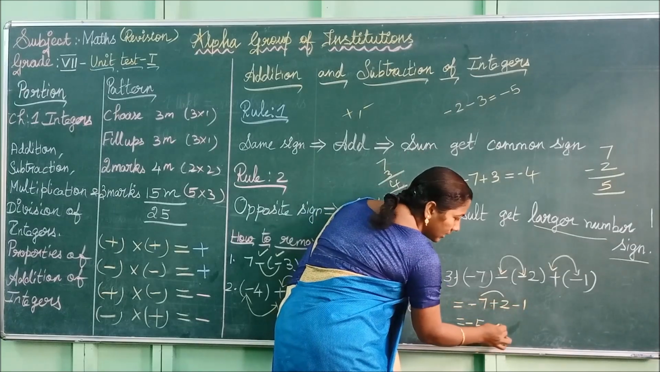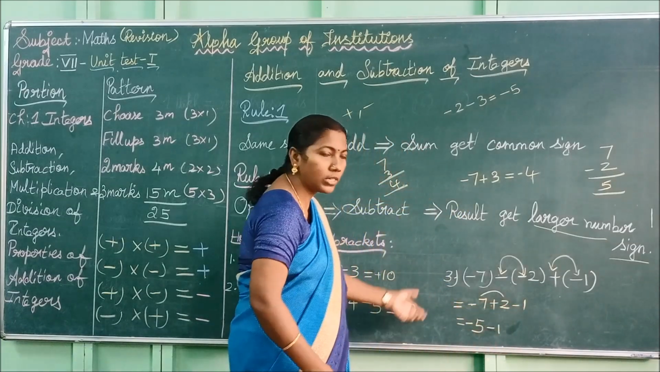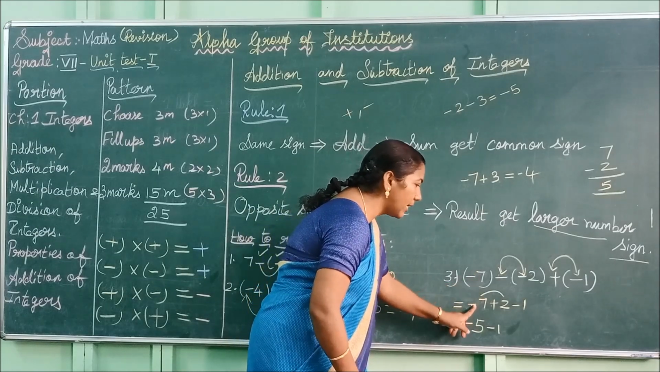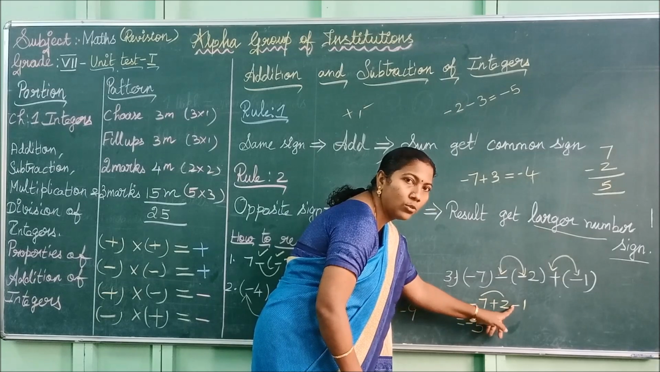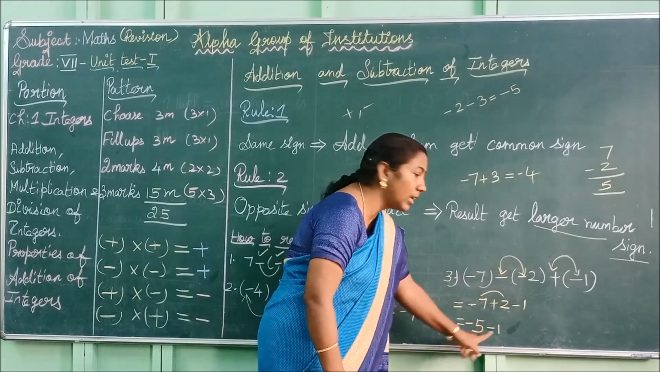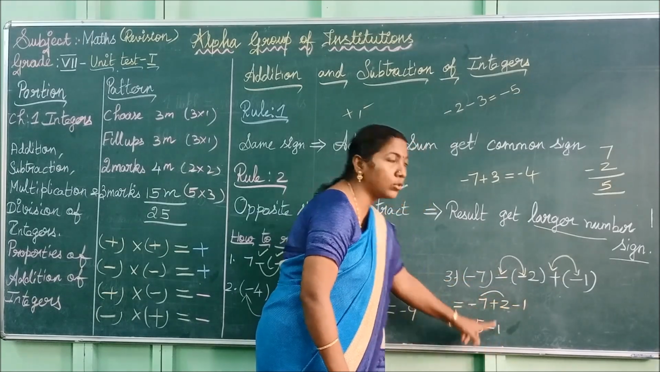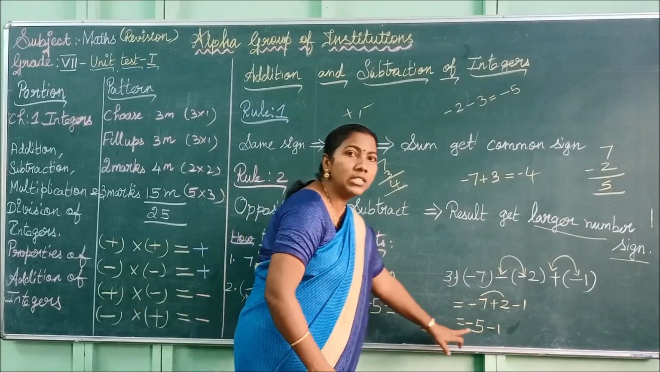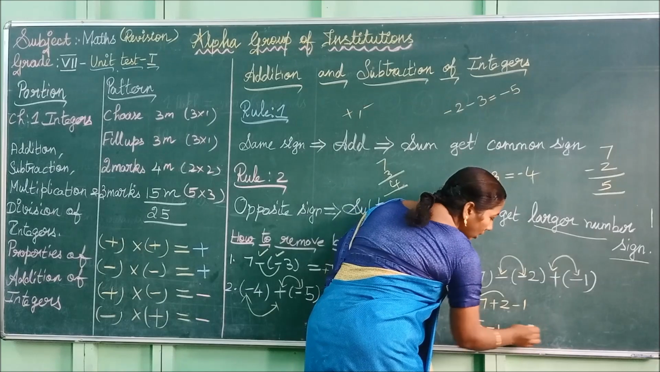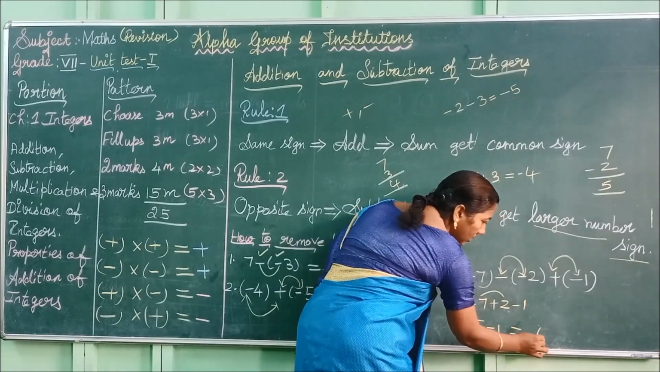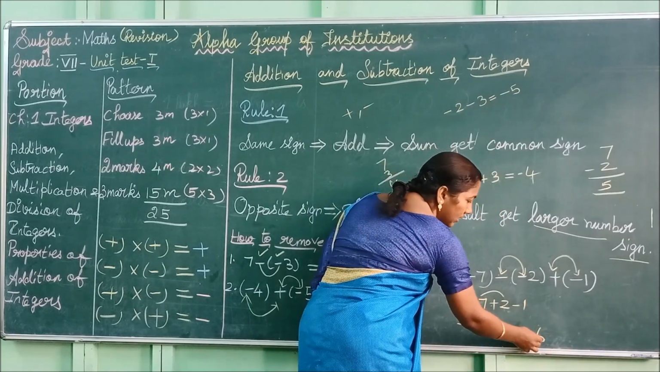Write the next integer as it is, minus 1. Do you understand children? Once more I am repeating, you get the answer for minus 7 plus 2 minus 1. First we have evaluated minus 7 and plus 2. As per rule 2, you get the answer minus 5. And write the third integer, minus 1. So as per rule 1, they are of the same sign, so you have to add. So minus 5 minus 1. Ignore the symbol and add. 5 plus 1, 6. So the sum gets the common sign, minus.